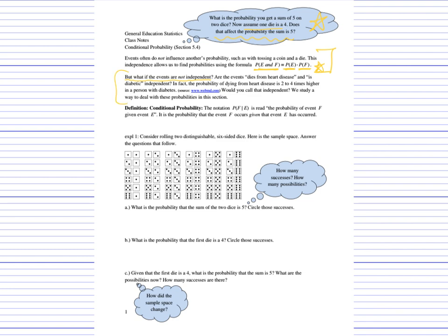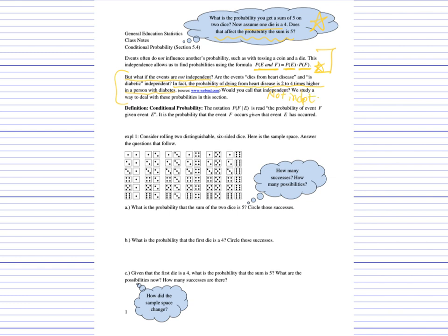What do you think about dying from heart disease and being diabetic? Are they independent? Does having diabetes influence the probability that you die from heart disease? Well, in fact, it does. The probability of dying from heart disease is 2 to 4 times higher in a person with diabetes. That is not independent, is it?